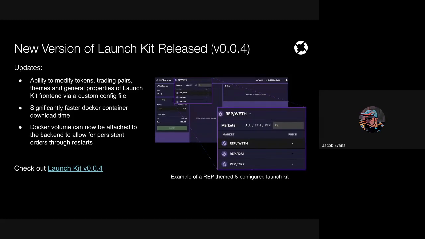Yeah, I just wanted to give a quick update on LaunchKit. We released version 0.0.4 and fixed a lot of low-hanging fruit. If you've been using LaunchKit prior to this release, you would have had to git clone and modify the underlying source code to make a whole bunch of changes. So we introduced a config file where you can specify JSON and completely change the UI of LaunchKit, as well as the backend.